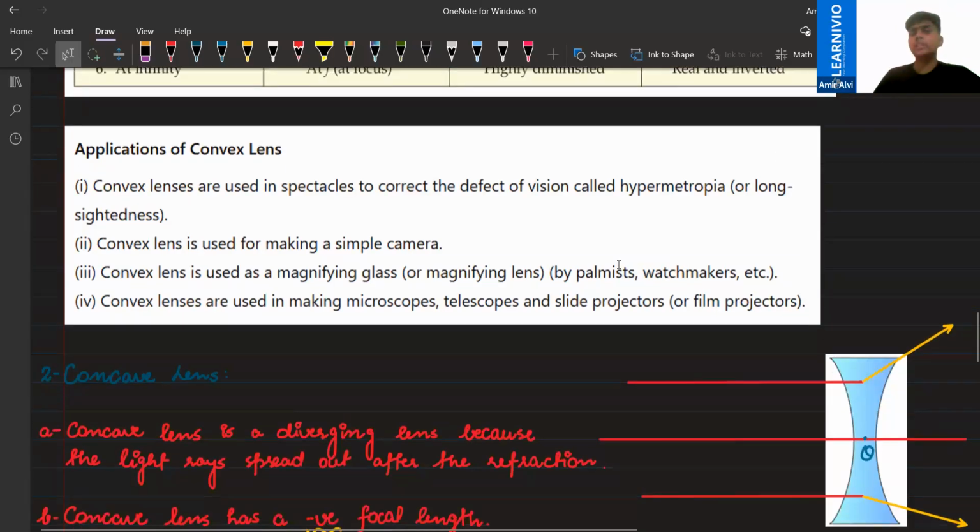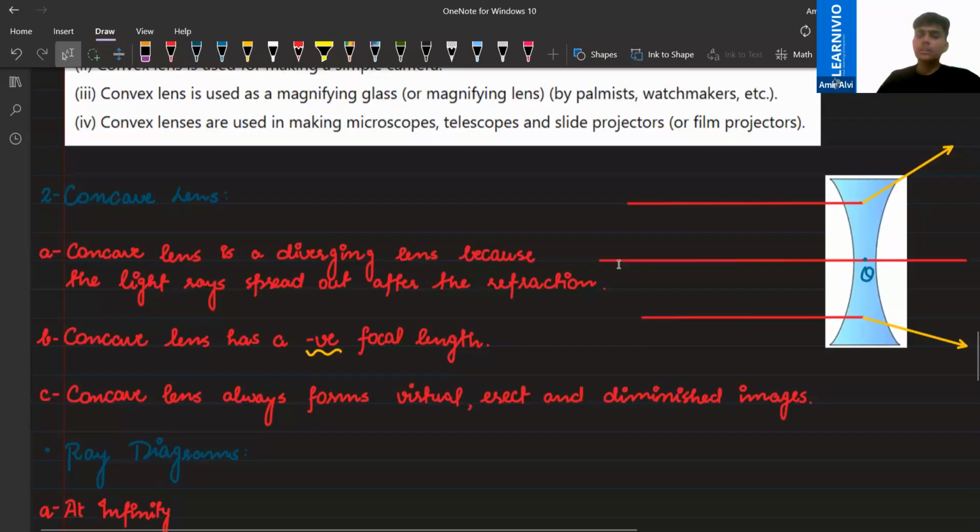Now let's talk about the concave lens, everyone. The concave lens is a diverging lens. That means once the light strikes the concave lens, the light diverges out, just like in the convex mirror. The focus of the concave lens is negative. And concave lens always produces virtual, erect, and diminished images, just like the convex mirror. Clear? Please write down these things, and after that we'll discuss the ray diagrams.